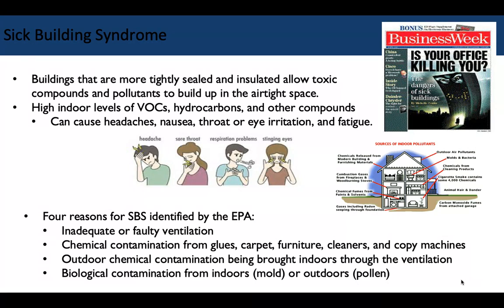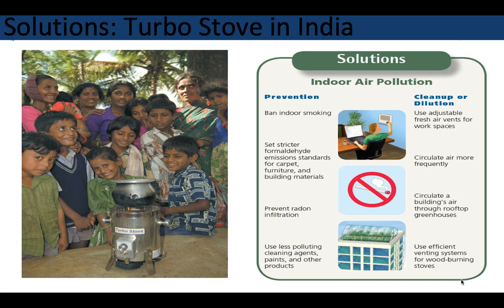Four reasons for sick building syndrome, as identified by the EPA, are inadequate or faulty ventilation, chemical contamination from glues, carpet, furniture, cleaners, and coffee machines, outdoor chemical contamination being brought indoors through the ventilation, and biological contamination from indoors or outdoors in the form of mold or pollen. So again, get outside, get some fresh air. It is good for you.